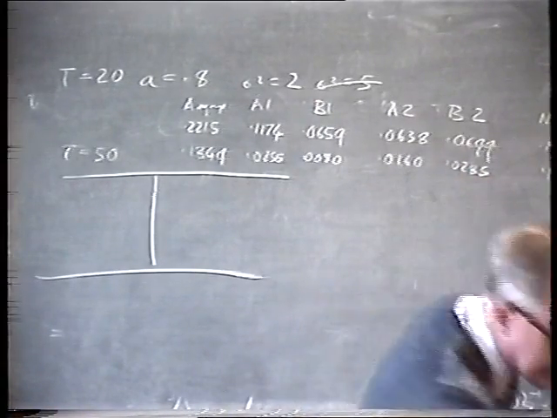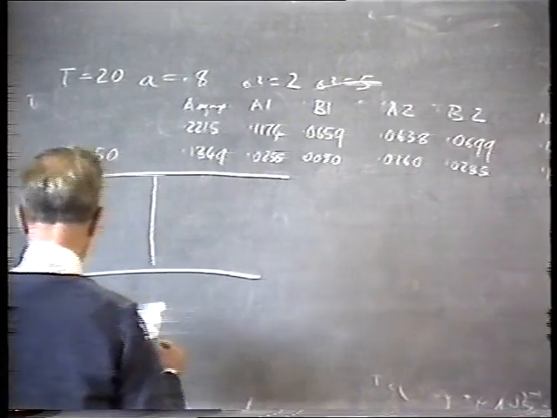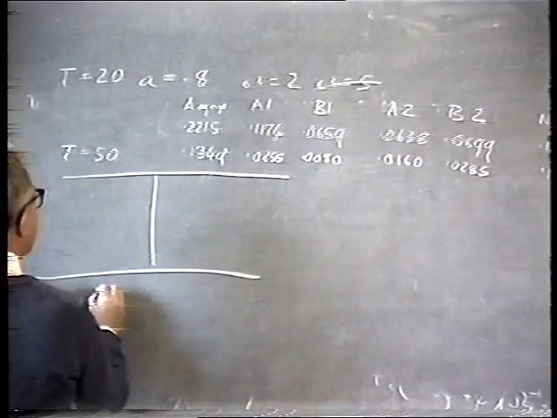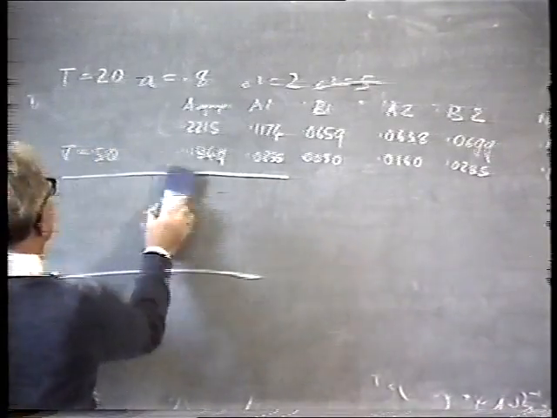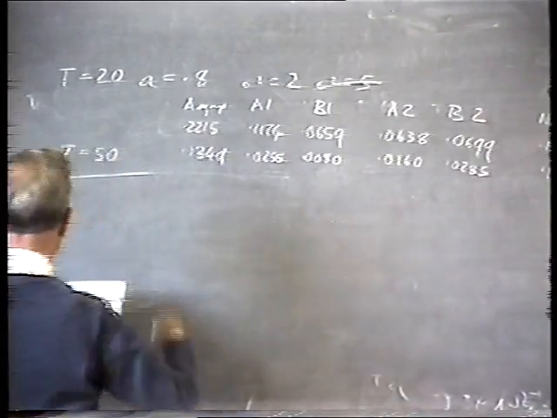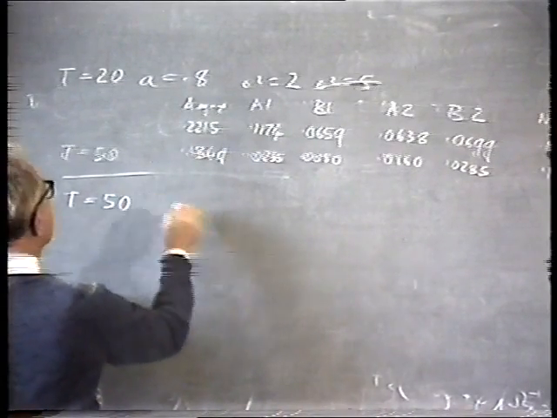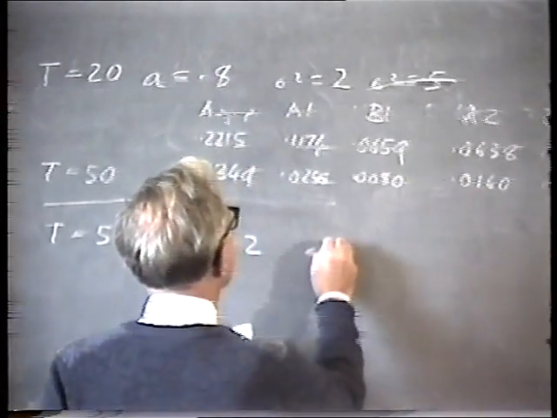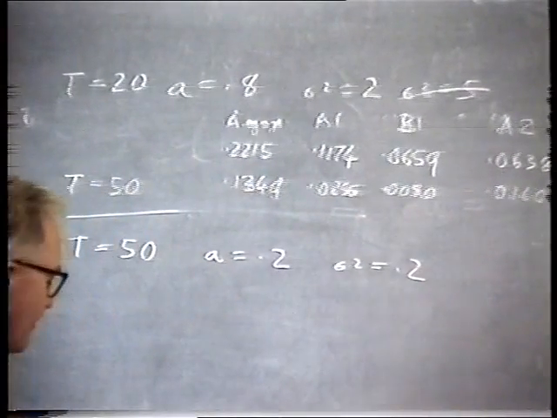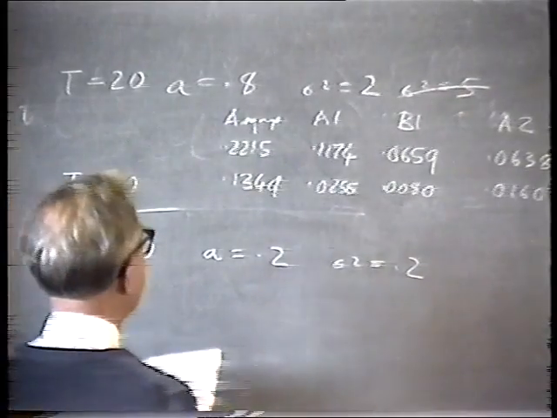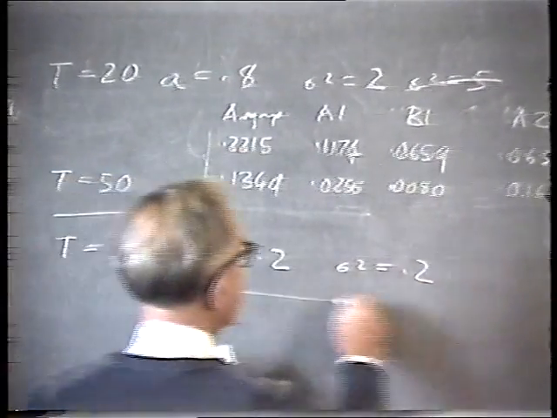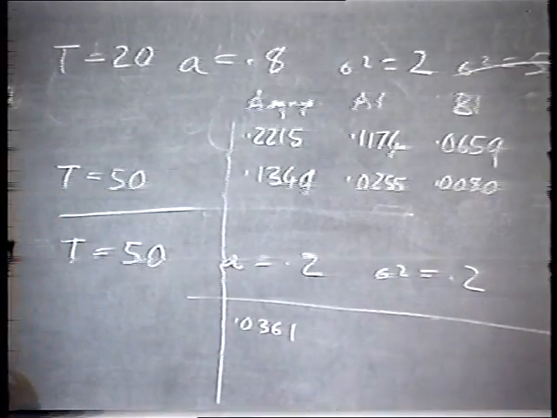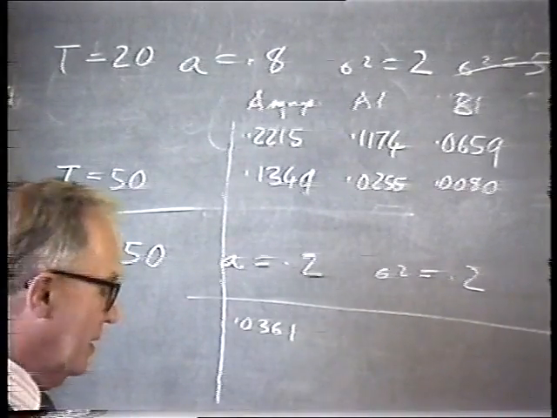Well, just for a final comparison, let's look at what you might think of as being the best case for the asymptotic approximation, which is T equals 50, the largest sample size, a equals 0.2, the smallest autoregressive coefficient, sigma squared equals 0.2, the smallest variance, and for that case you find the corresponding table as above, 0.0361, so still the probability is more like 9% than 5% of being outside the 5% limit.